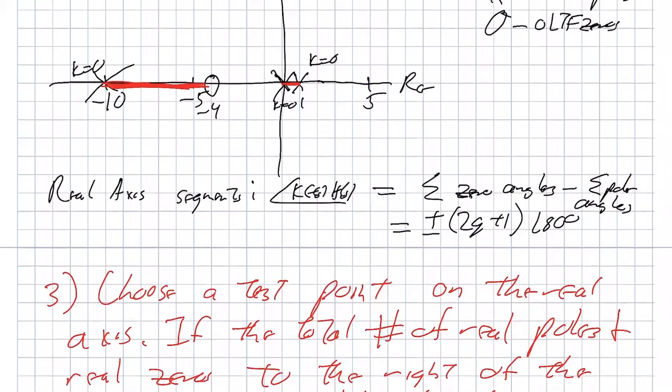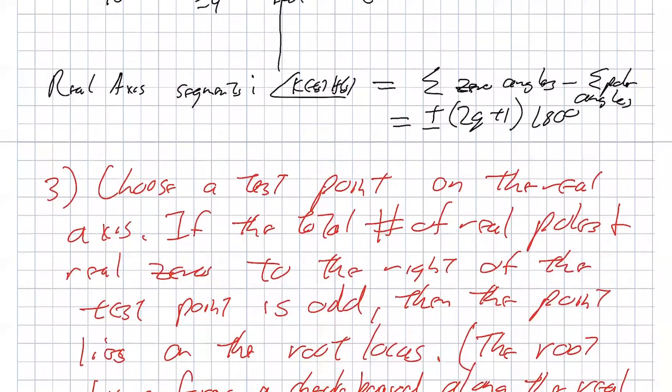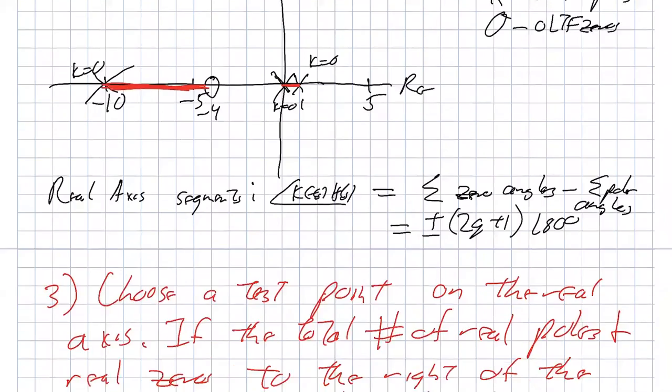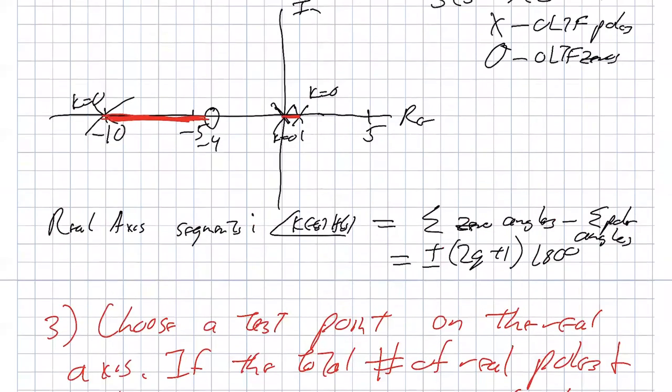All right, so let's see if we can make this work. Choose a test point on the real axis. If the total number of real poles and real zeros to the right of the test point is odd, then the point lies on the root locus. Let's try this point here. There are 0 poles and zeros to the right of the test point, so it is not on the root locus. If I move over to here, in between here, the number of poles and zeros to the right of this location is 1, just this one pole. So it's odd, so it's on the root locus.